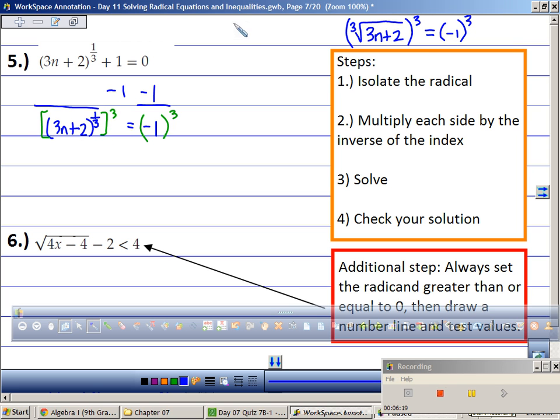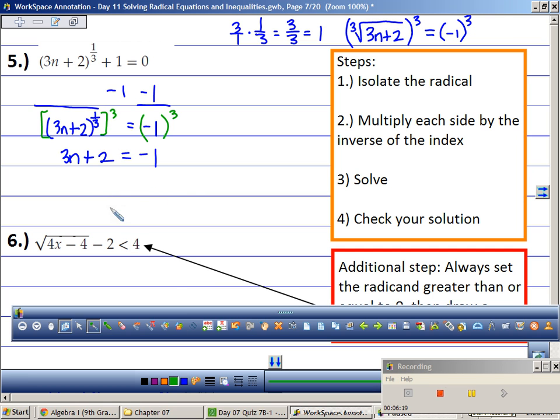So when I cube it, 3/1 times 1/3 is 3/3, which is just 1. So now I have 3n plus 2 equals -1. So when I subtract 2 from both sides, this is my final product.